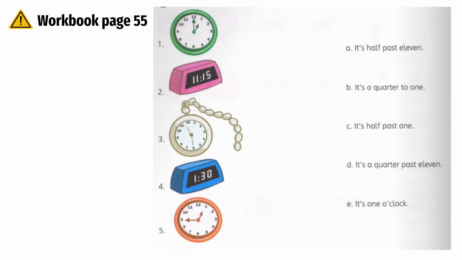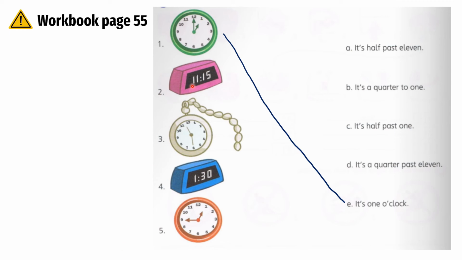So now let's move on to the exercise in your workbook on page 55. Look at the picture carefully. You're going to match it with the correct words. For example, number 1. Where does the long hand point to? Yes, it points to 12 and the short hand points to 1. So what time is it? Yes, you're right. It is 1 o'clock. So draw it to 1 o'clock.